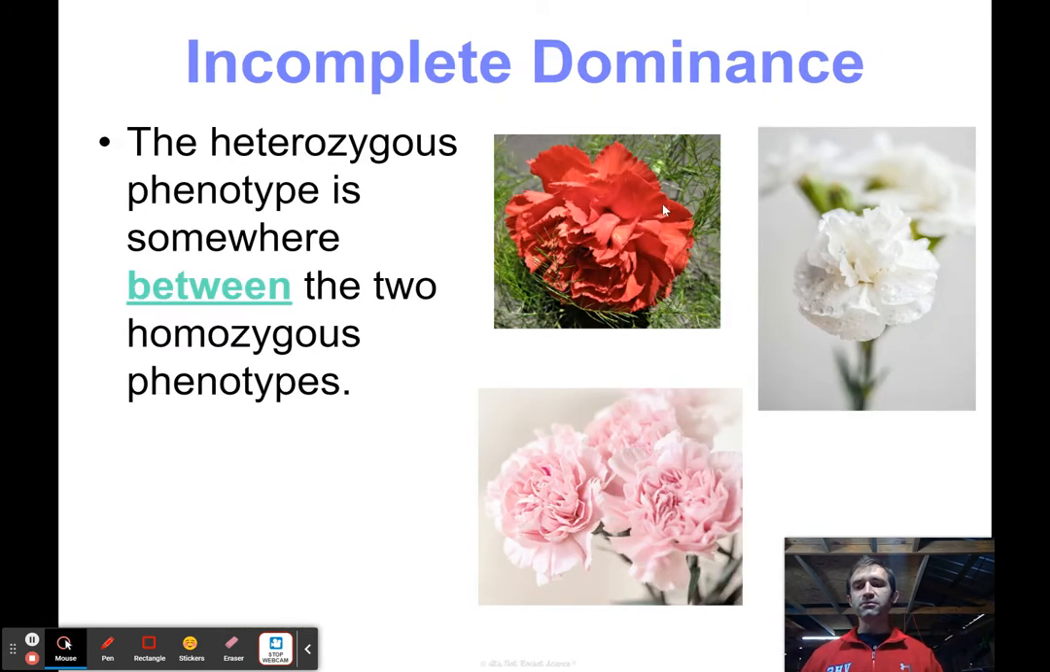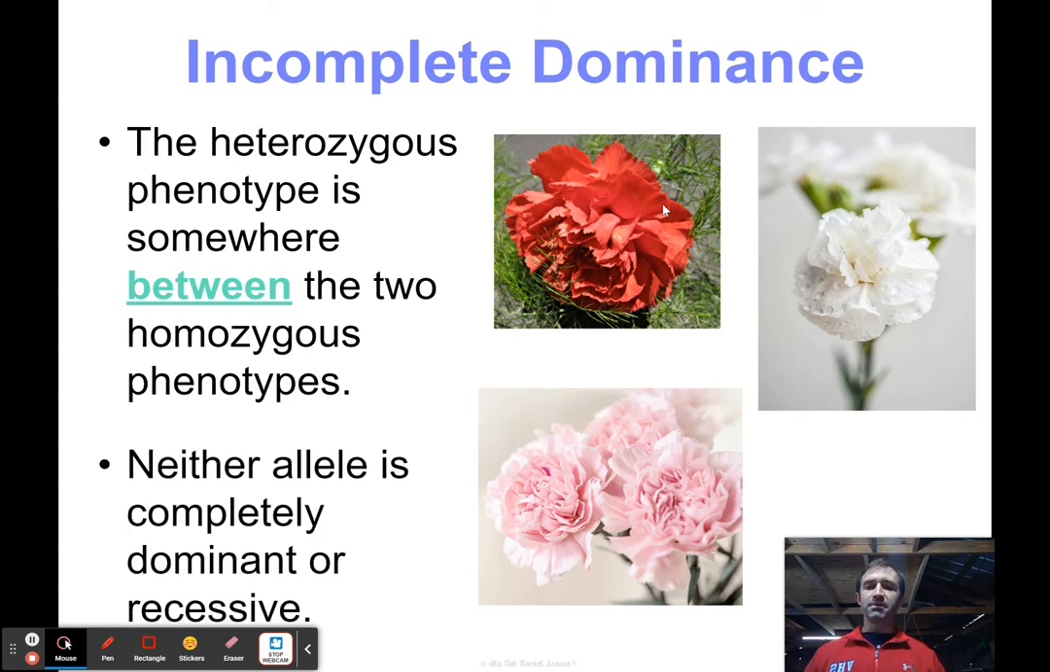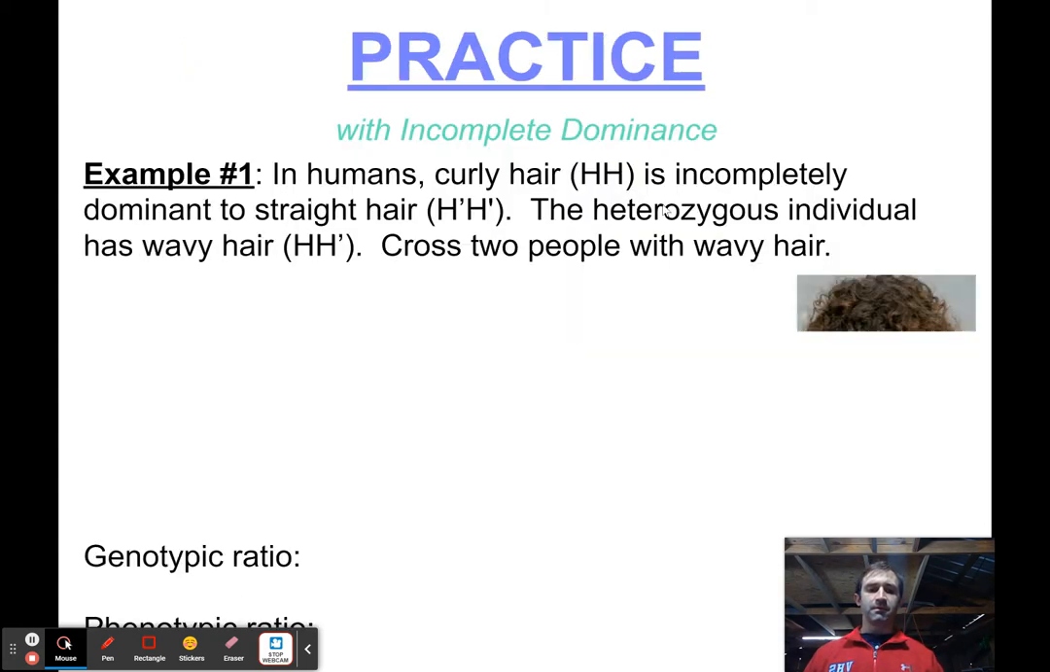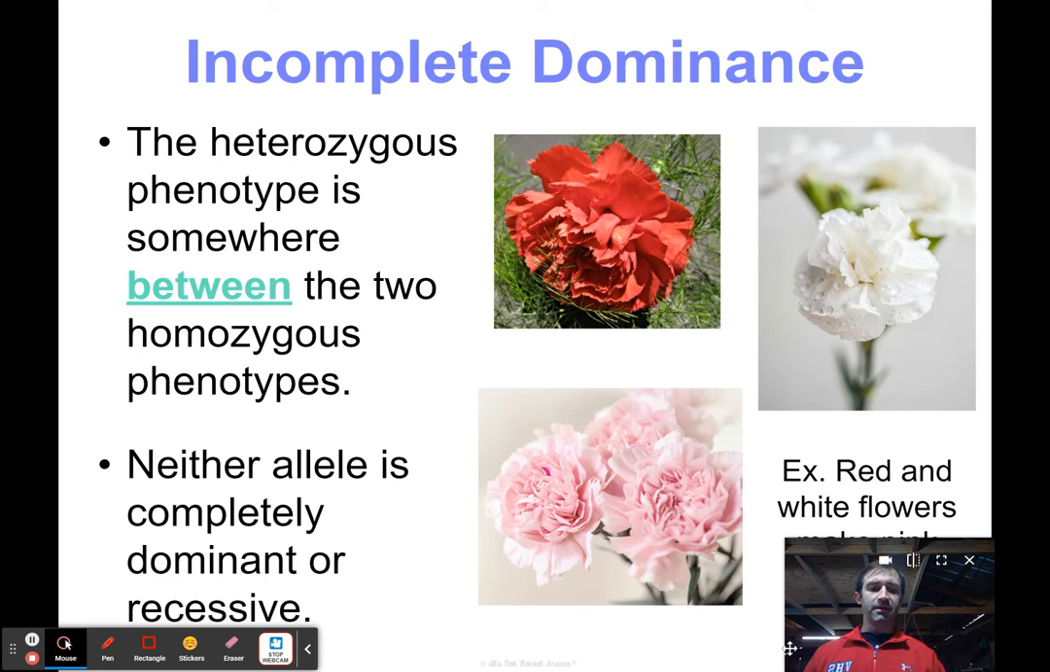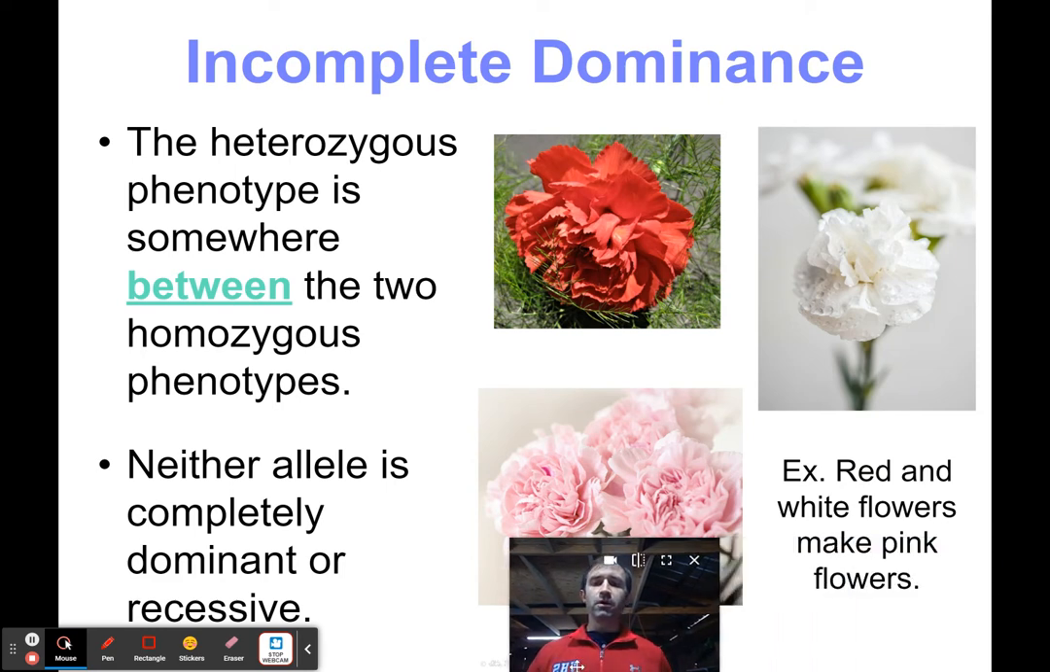All right. So the first one we're going to talk about is incomplete dominance. And we have this case of these beautiful roses right here. It says incomplete dominance is the heterozygous phenotype is somewhere between the two homozygous phenotypes. It says neither allele is completely dominant or recessive. So that's why it says incomplete dominance.